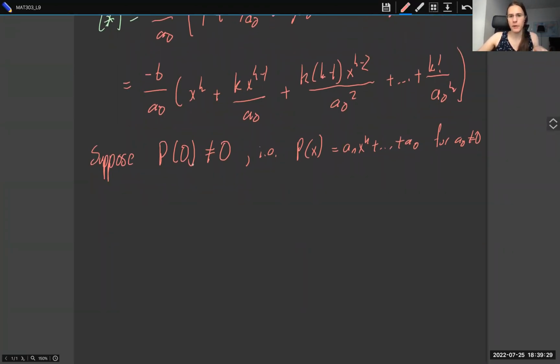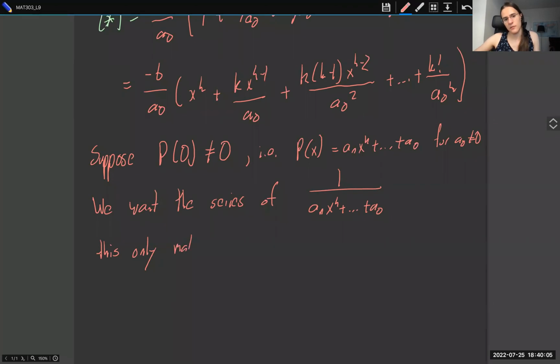So first off, why am I imposing this restriction? We want the series of 1 over a n x to the k plus dot dot dots plus a naught. Well, we want this series around 0. And if a naught does not equal 0, then this function is not defined at 0. And so we can't write out a series for it at 0. This only makes sense if a naught does not equal 0. Because otherwise we can't write out the series at 0.